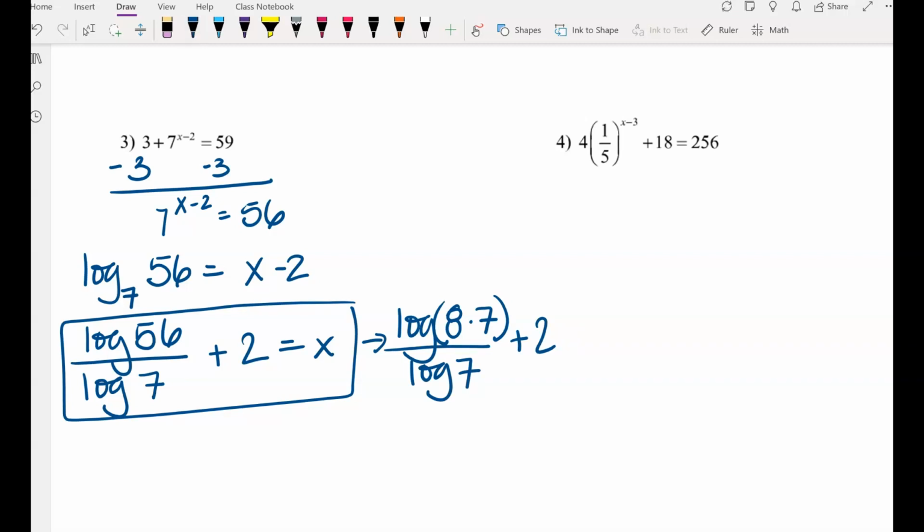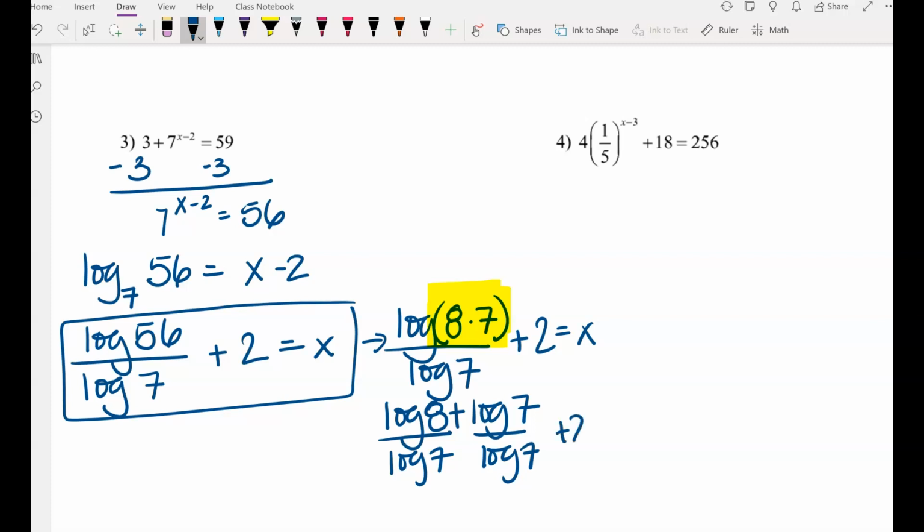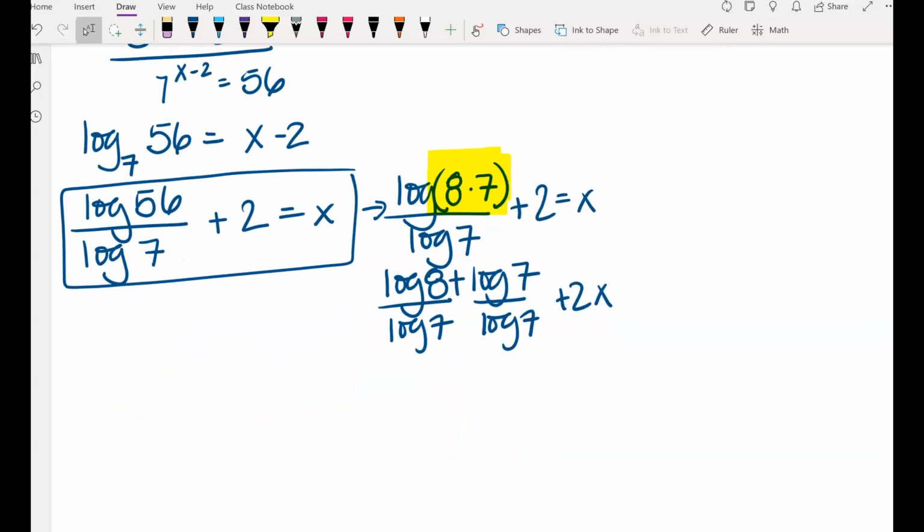Equals x. Well, you guys remember the last unit, when we have multiplication in log, we can rewrite it as an addition in log, just like this. Then if that's the case, we have the denominator of log 7. That means we can separate it like this. And everything else, I'm just copying this out. Well, log of 7 divided by log of 7, that's just simply 1, okay? So we're going to go log of 8 divided by log of 7, plus 1.